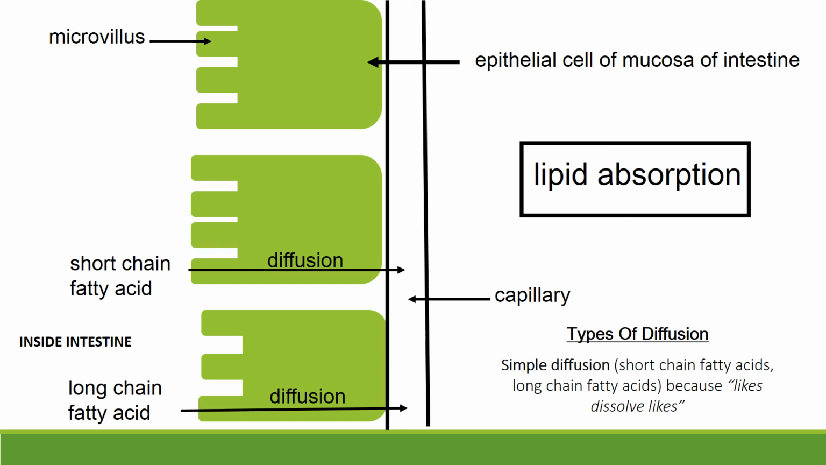If you take a look, the breakdown products of fat digestion were short-chain fatty acids and long-chain fatty acids. Both will diffuse across the epithelial cell of the mucosa of the intestine without ATP and without a carrier molecule. And it's because likes dissolve likes. They are fatty in nature, as are the membranes. This type of diffusion is known as simple diffusion.